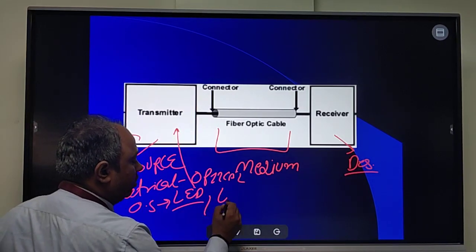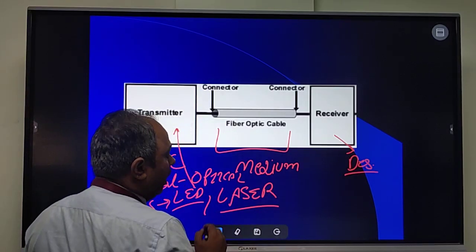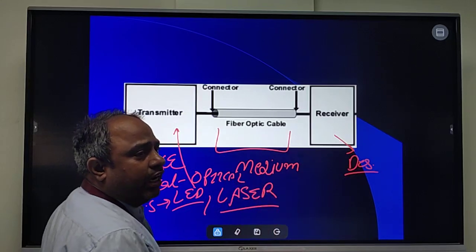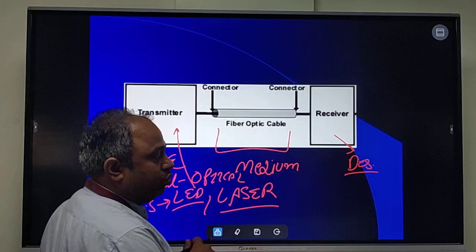The other source is the laser, a wonderful example of an optical source. Laser stands for light amplification by stimulated emission of radiation. Light can be used over longer distances with the help of a laser, which is used as an optical source.